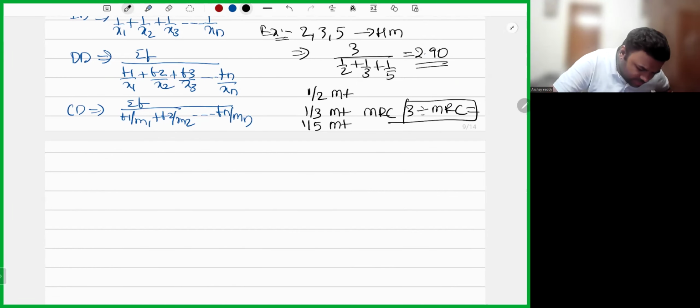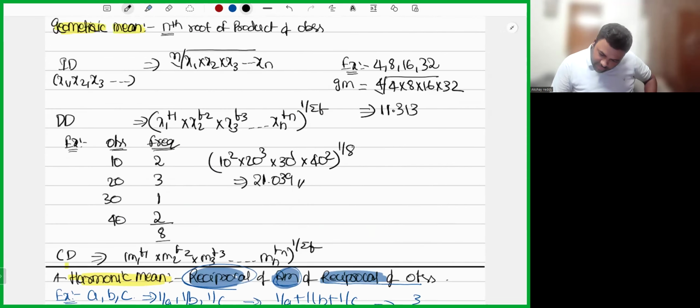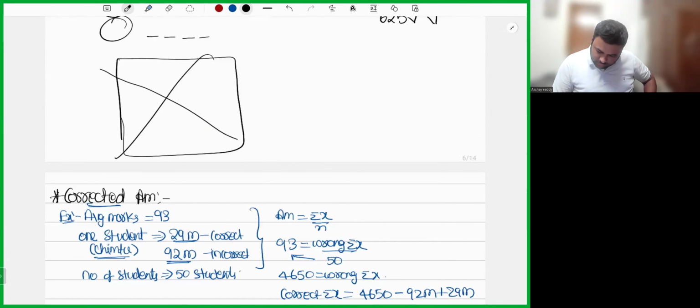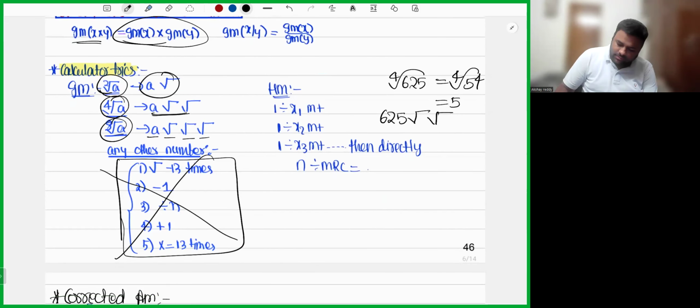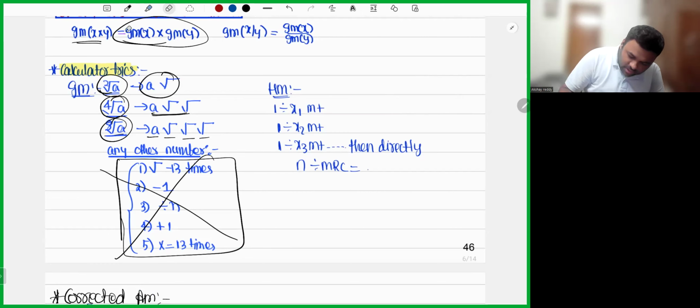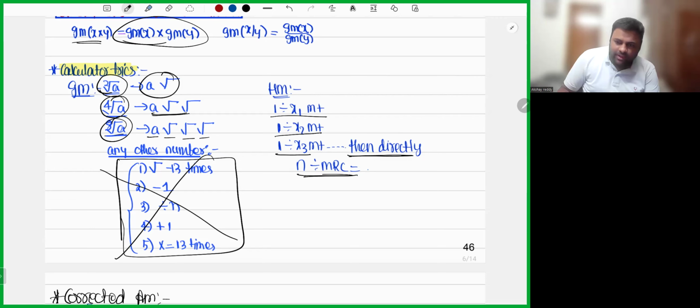I'll give you one more example. There is no issue. I guess I have written here also. Yeah, see here, I have written here: 1 by x1 M plus, 1 by x2 M plus, 1 by x3 M plus, and so on. Then directly do n divided by MRC equals to. You will get the answer.